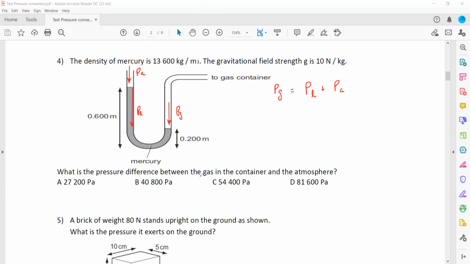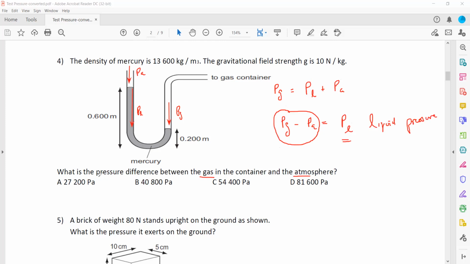In the question, what is the pressure difference between the gas and the atmosphere? If I move the atmosphere pressure to the other side, the pressure of the gas minus the pressure of the atmosphere is equal to the pressure of the liquid. So basically the pressure difference between the gas and atmosphere is equal to the liquid pressure, or the pressure exerted by the liquid.